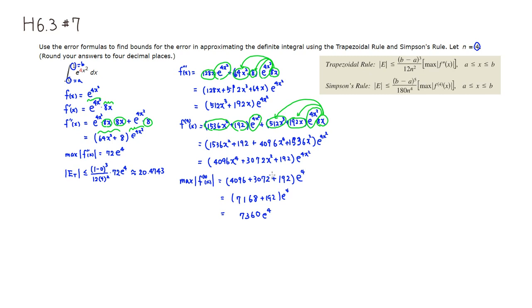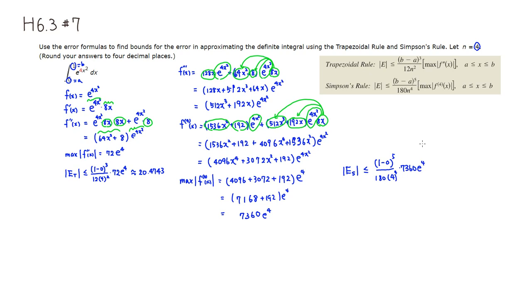Alright, so finally we can talk about the error bound for Simpson's rule when n equals 4. So b is 1, a is 0, and we have to raise it to the 5th power, which is going to be 1 anyway. So you have a 180, n is 4 to the 4th power. And then the maximum we just found is 7360 e to the 4th power.